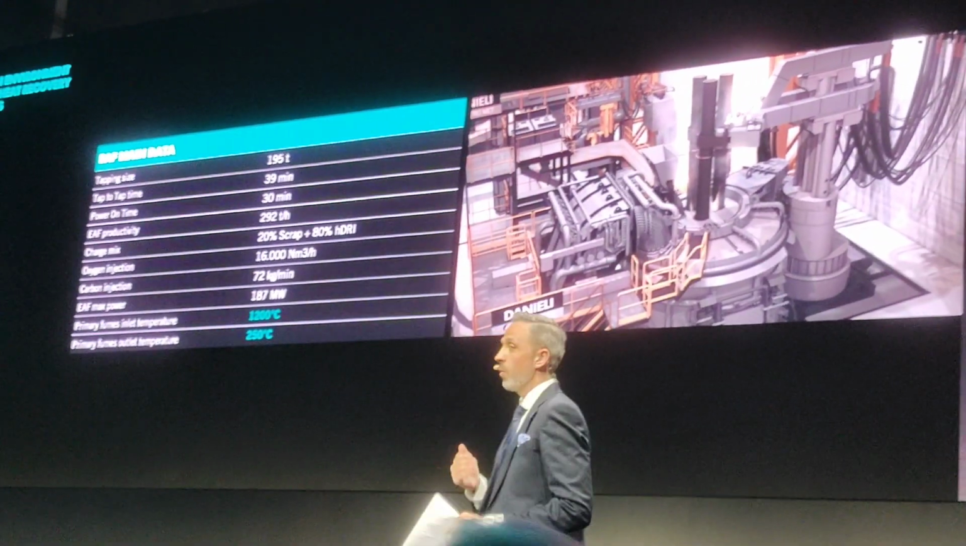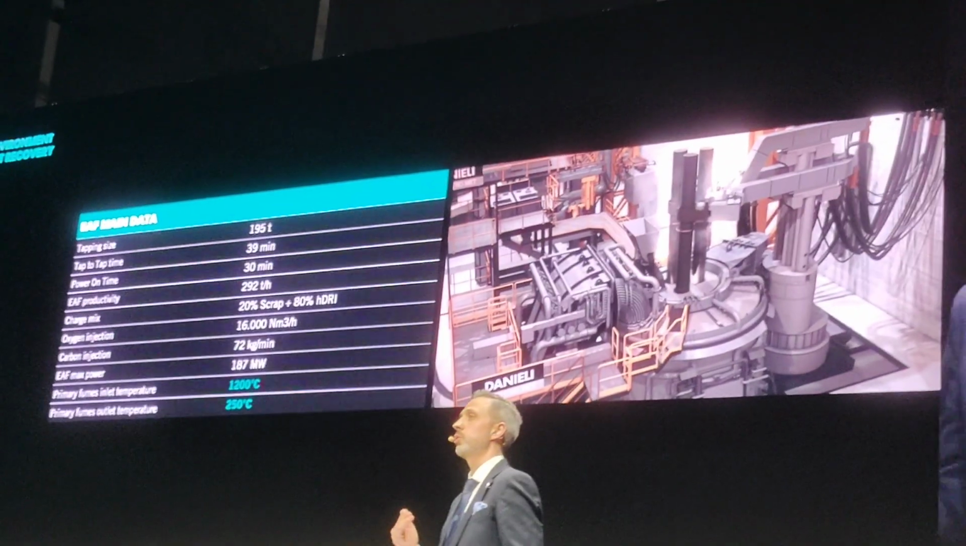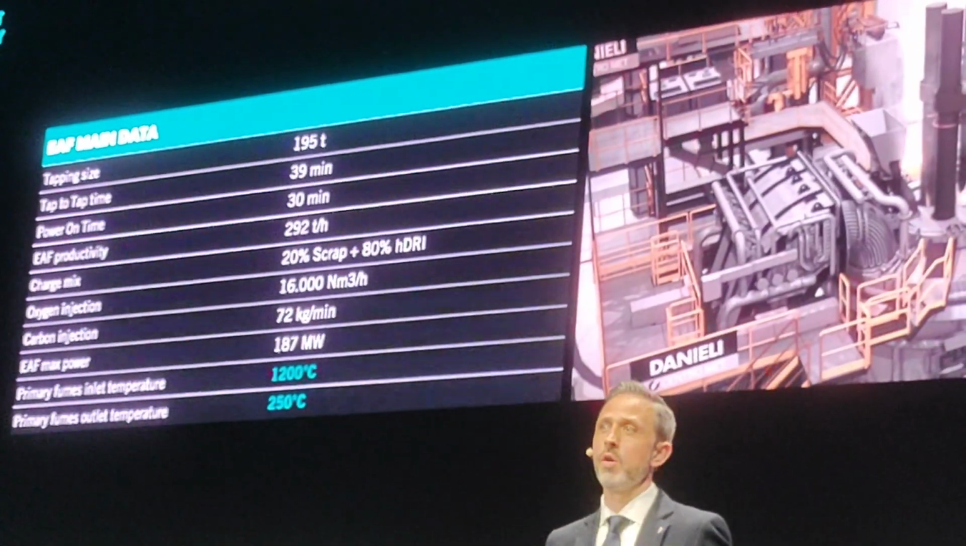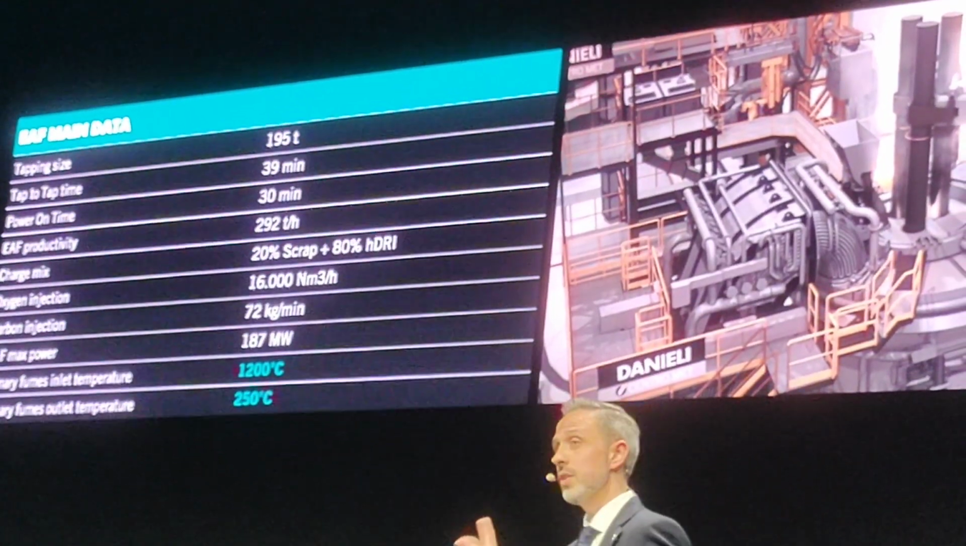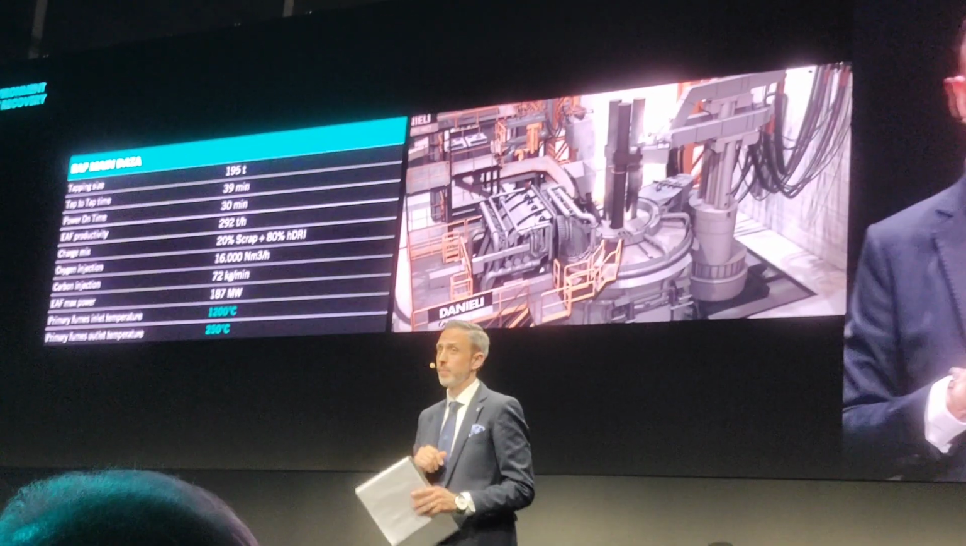But you know, theory is nice, but it's always better to see real numbers. So let's have a look together at an application. Here we have a 195 tons electric arc furnace. You can see also the main process data, like the tap-to-tap time, power on, the charge mix, and so on. But the important numbers here are the ones related to the inlet and outlet temperature of the primary fumes in the waste heat recovery system.